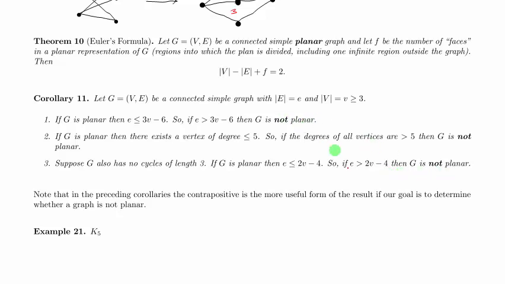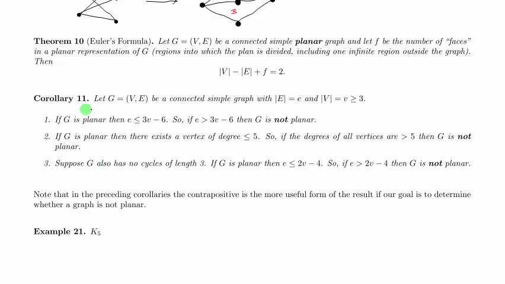So these contrapositives are going to be the more useful way of stating it. Keep in mind, if these conditions are not satisfied, then we can't say anything one way or the other. For instance, in part 3, if E is less than or equal to 2V minus 4, then I cannot say that G is planar. We're not allowed to use the inverse or the converse of that statement, whichever one you're looking at. Similarly for the other parts.